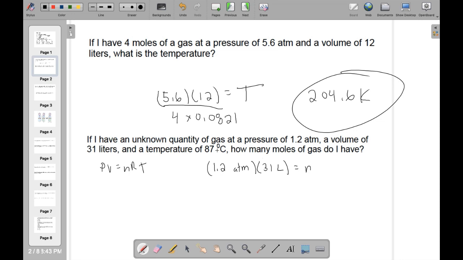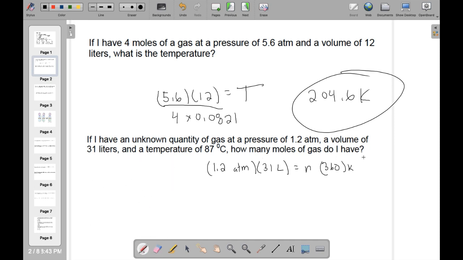A temperature of 87 degrees Celsius. I need to convert the 87 to Kelvin. Never forget that. 273 plus 87 is 360 Kelvin.